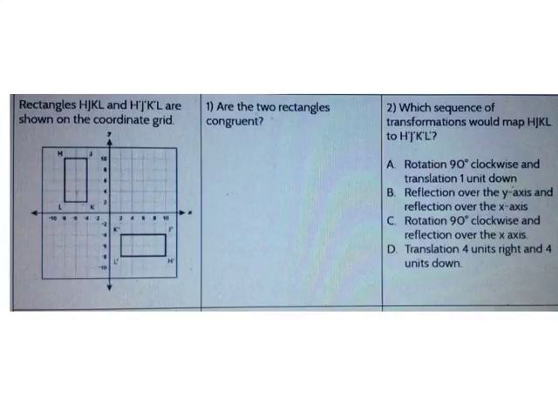Rectangles HJKL and H'J'K'L' are shown on the coordinate grid. Are the two rectangles congruent? Yes, these two rectangles are the result of rigid transformations of one another. Which sequence of transformations would map HJKL to H'J'K'L'?